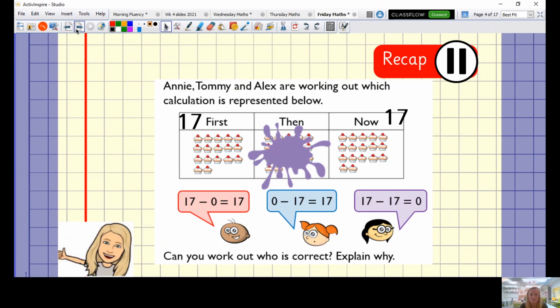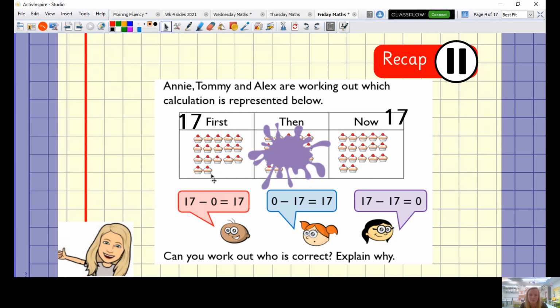Okay, so here is our first question. Annie, Tommy, and Alex are working out which calculation is represented below. So we've got first, then, and now. We did these for both addition and subtraction, but it looks like Annie, Tommy, and Alex are all doing subtraction, and that means take away. So is Tommy correct, Annie, or Alex?